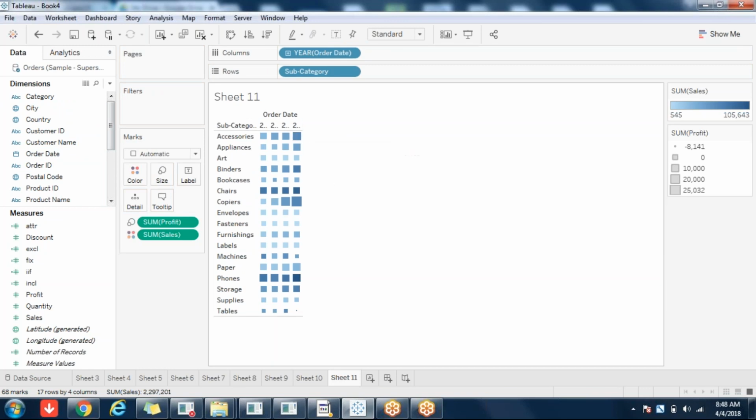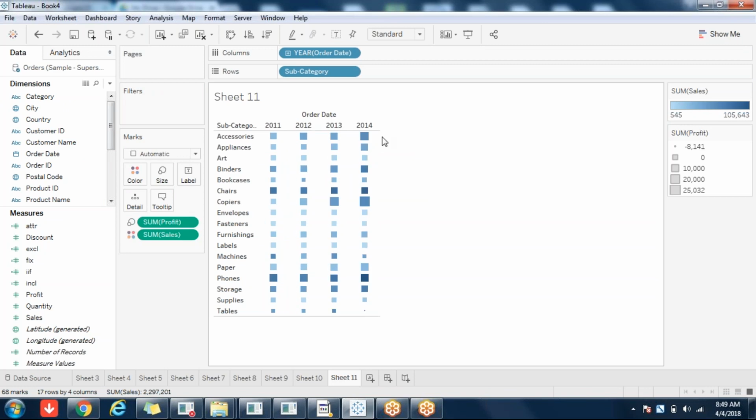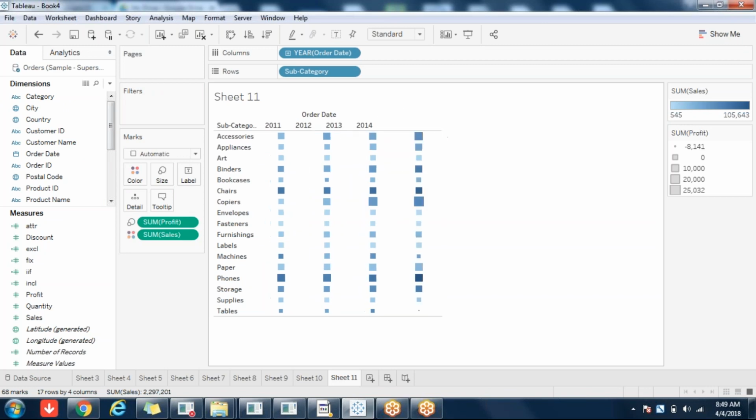I'm just increasing its size some more, just for the sake of look and feel. So here it is. I'm comparing measures among the dimension members. Of course, by seeing this chart, you can say, for example, if you take accessories, the size of the square is increasing. Size is represented by profit, so profit is increasing year on year. If you take copiers, the same situation again. Or if you take tables, the profit is going down year on year, and this year you don't have profit at all. Color is sales. But even this look and feel is not called a heat map.